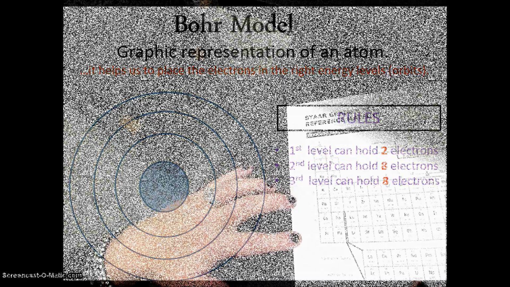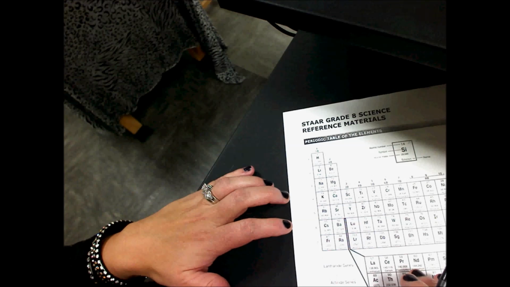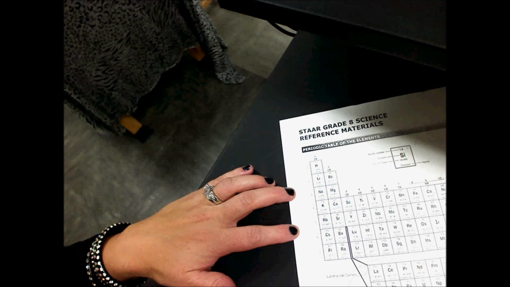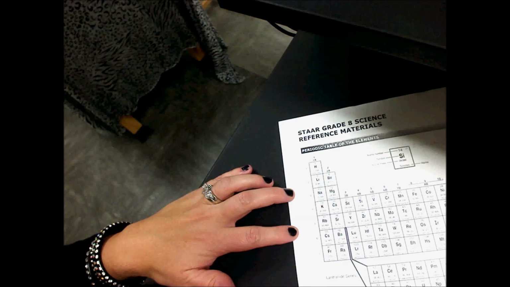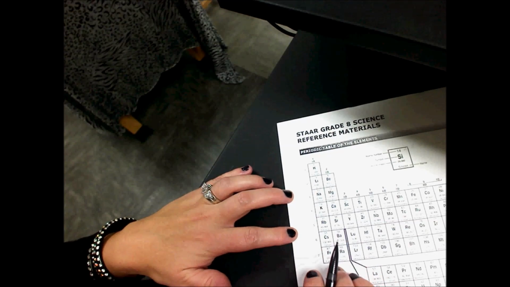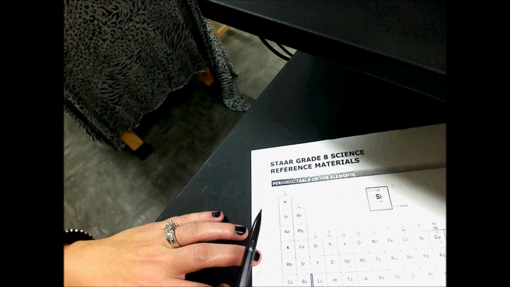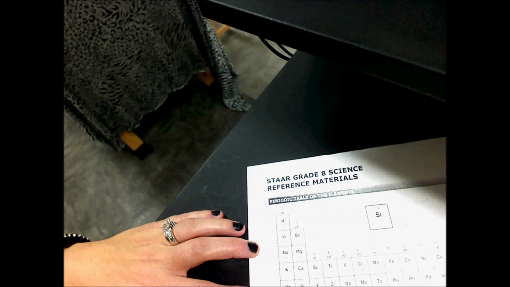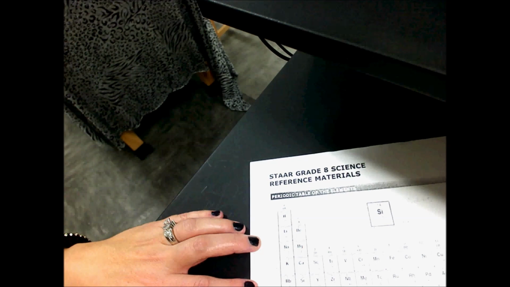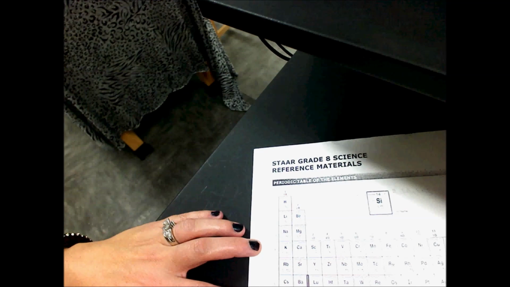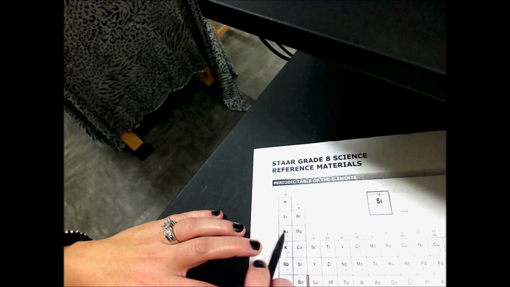Okay guys, so now that we have looked at the rules of the Bohr model, let's take a look at sodium specifically. And I'm going to adjust my little monitor here for you. You can see that this is the STAR reference document, and this is what you'll be using on the STAR test, the 8th grade science STAR test coming up at the end of the year. And here we have sodium.